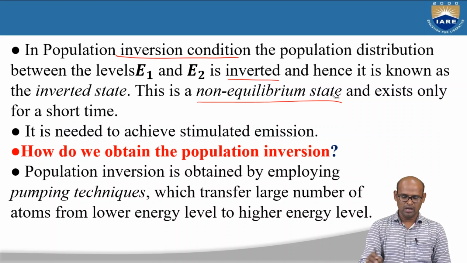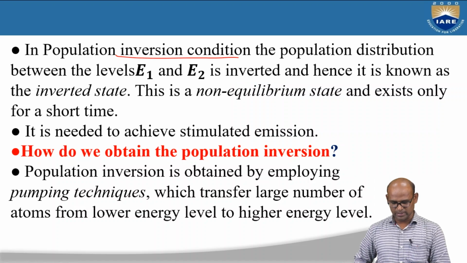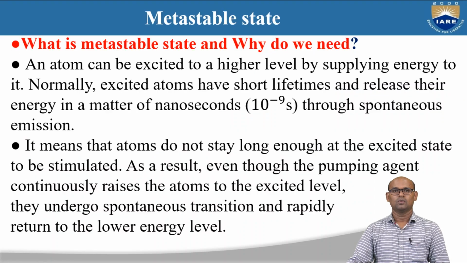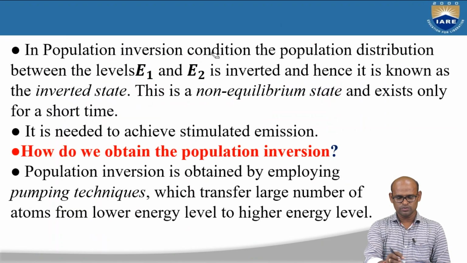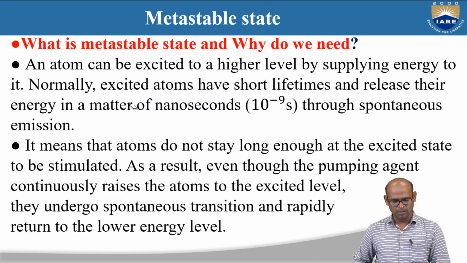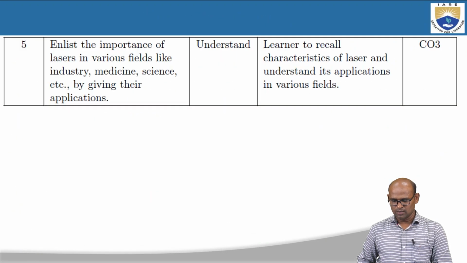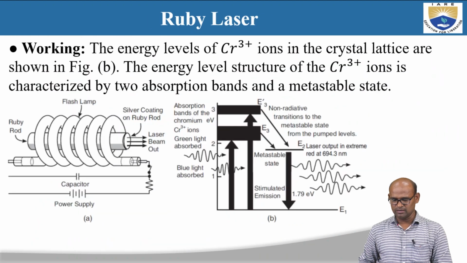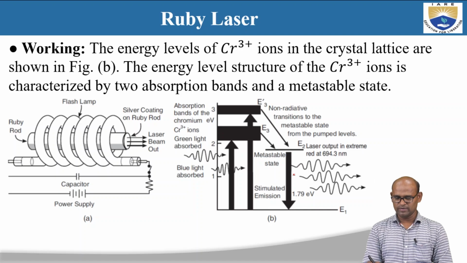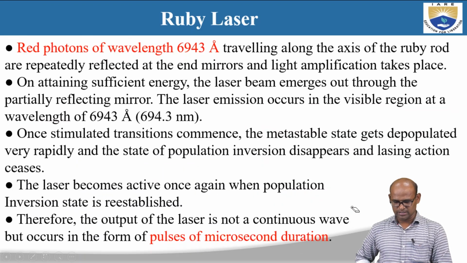So how do we achieve this population inversion? We achieve population inversion by using various pumping techniques. We can discuss the Ruby laser. We can consider a 3 energy level diagram, with energy levels E1, E2 and E3, for example, to achieve population inversion.